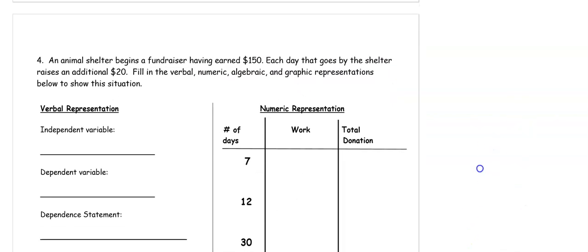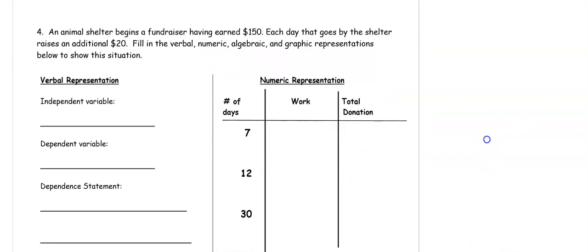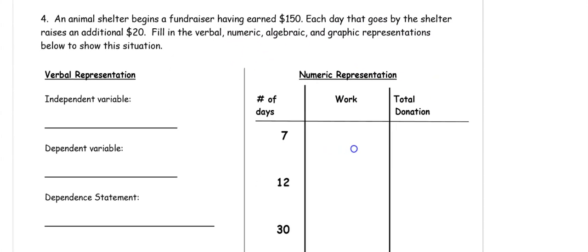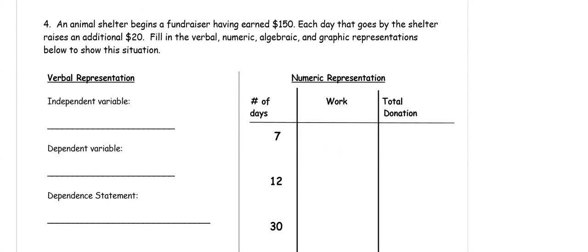Okay, I'm going to do one more of these. It says an animal shelter begins a fundraiser having earned $150. Each day that goes by, the shelter raises an additional $20. Fill in the verbal, numeric, algebraic, and graphical representations.